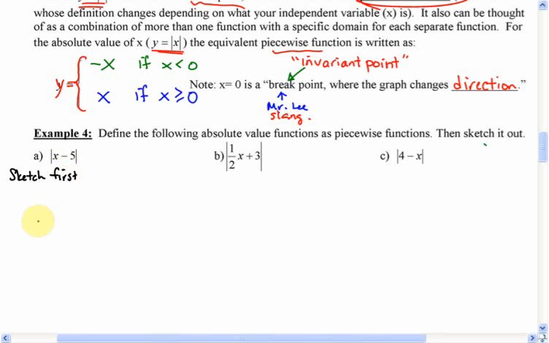Now, ladies and gentlemen, just like how I sketched the earlier one, can you sketch out y equals x minus 5 for me first? So just do a quick sketch. It doesn't have to be accurate, but just do a quick sketch of the line y equals x minus 5. What do we know about the x-intercept for this graph, by the way?